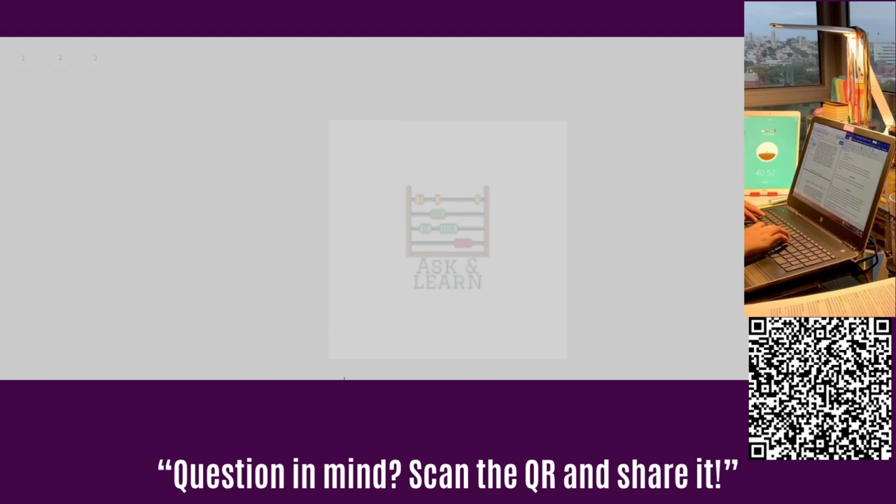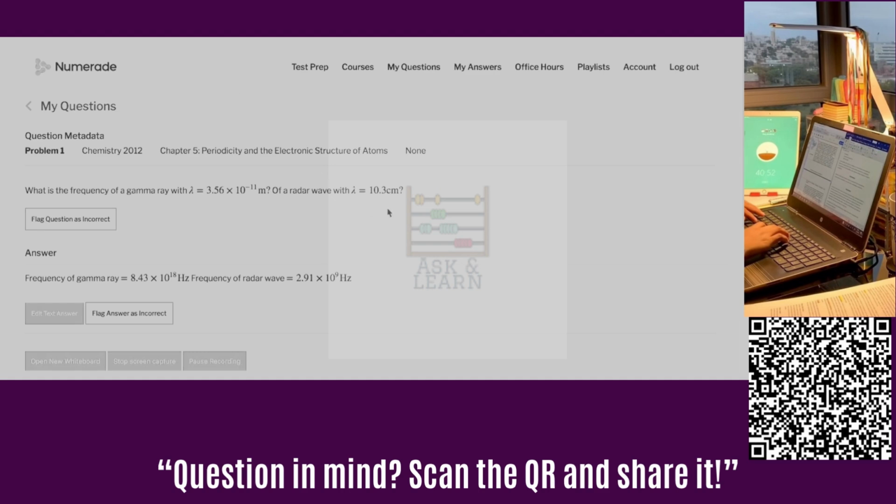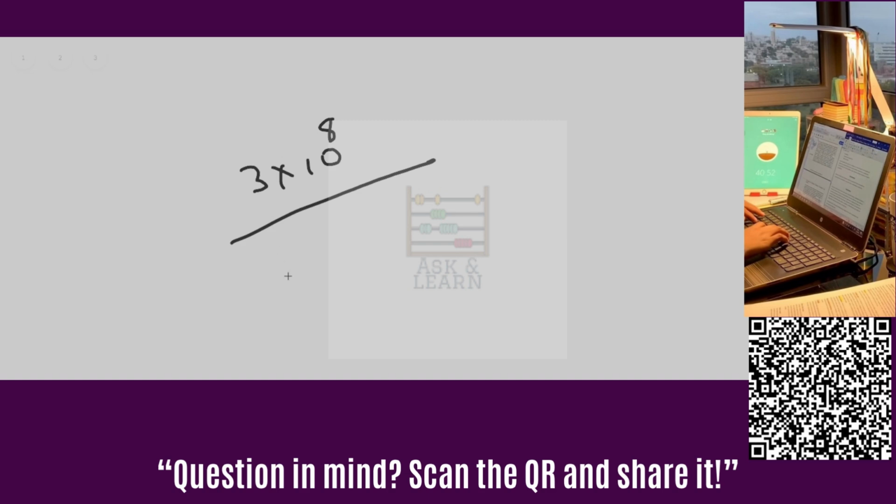All right, for the next question, it's the same thing. So you're going to say 3 times 10 to the 8 divided by the wavelength. The wavelength is giving us 10.3 centimeter. So you're going to write 10.3 centimeter. Now notice that this is meter per second and this is centimeter, so they're not going to go together. So you've got to change your centimeter to meter. 100 centimeter is 1 meter. So that's what you're going to get, and you're going to solve this one.